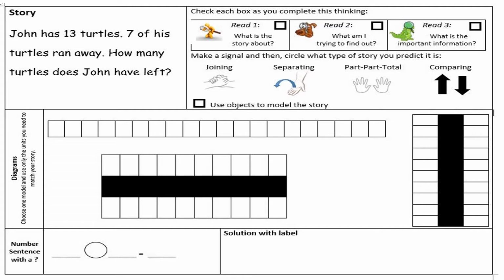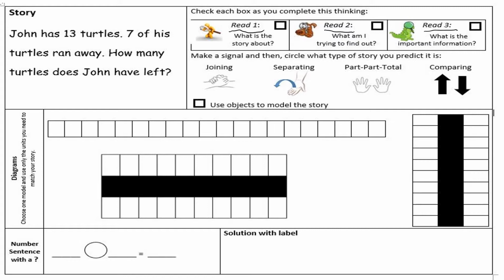And we have at the top our 3 read strategy. We have our read 1, our read 2, and our read 3. And under each one, it asks us a question such as under read 1, it says, what is the story about? Under read 2, it asks you, what are you trying to find out? And read 3, what is the important information? So let's start with our first read. We're thinking what the story is about.